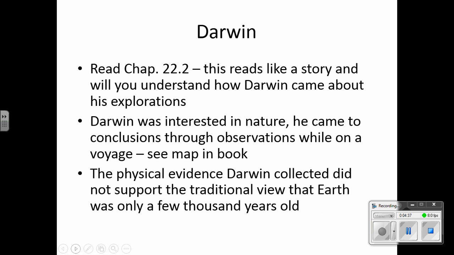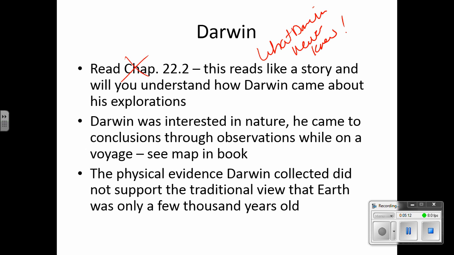If you read chapter 22.2, it reads like a story, and you'll understand how Darwin came about his explorations. I don't really know, honestly, how much on the AP exam is going to be about Darwin's history, so instead of having you read this, I took that off of your list of things to do. It's an option to watch the movie What Darwin Never Knew, and I think it does talk a little bit about his history in there.